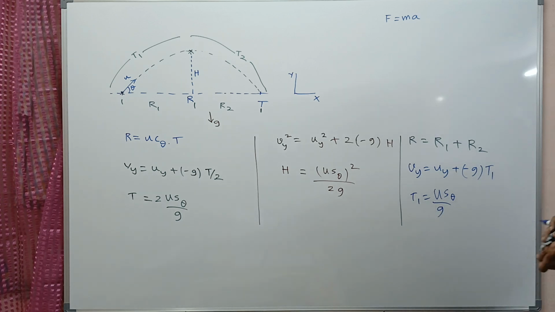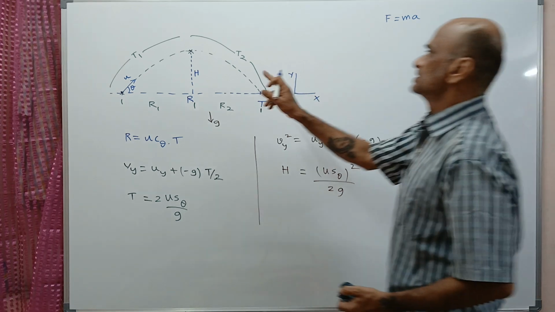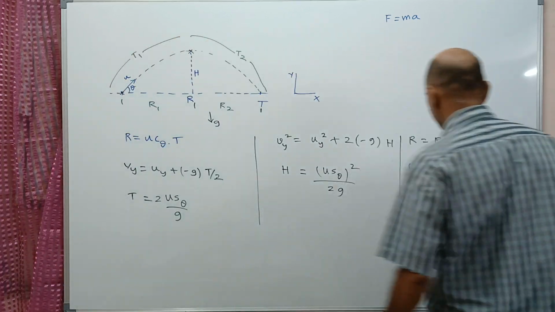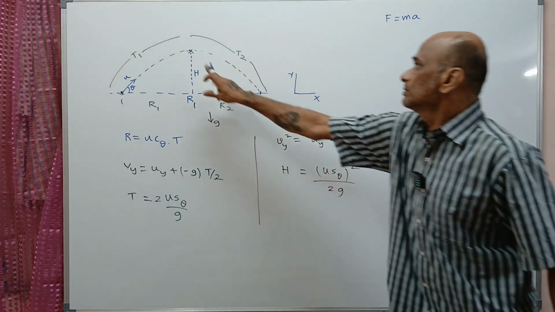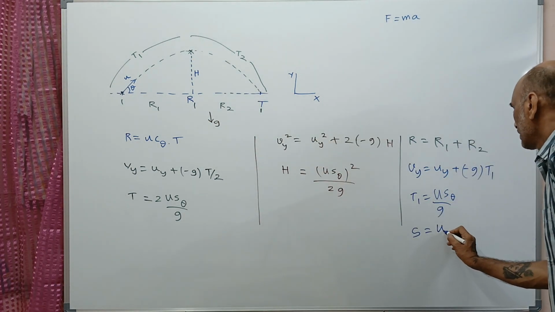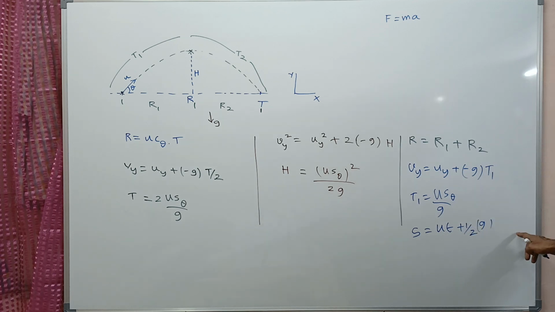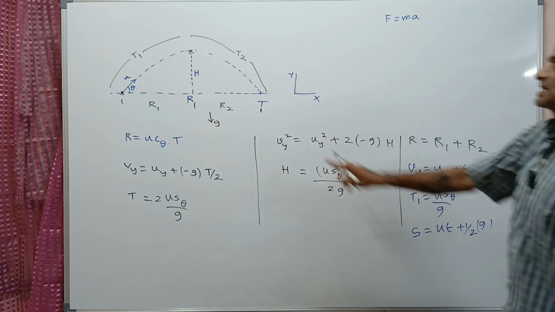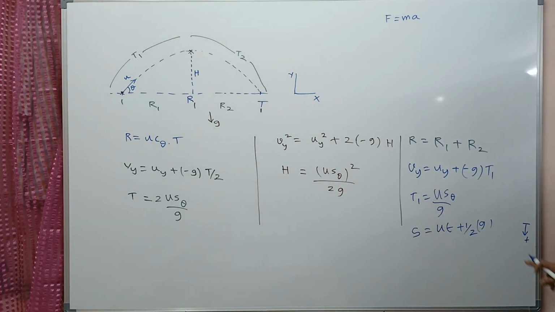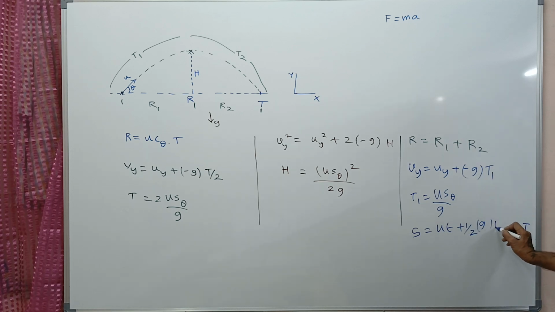To find T2, I'll use s equal to ut plus half at square between these 2 points. This is my initial point, this is my final point for the second half. So s equals ut plus half acceleration, where acceleration is g, because for the second half of the motion I'll take the downward direction as positive for convenience, and the origin is the maximum height point. So with this convention, acceleration is plus g, and half g t square.